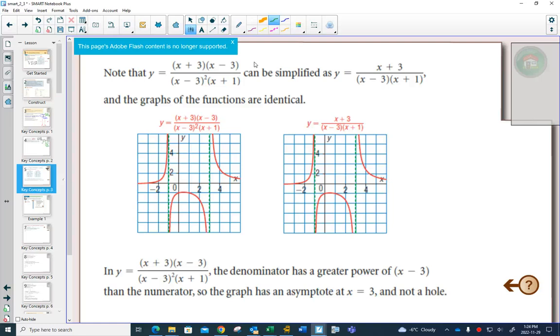There's no graphs. Okay? So in this one, do you notice that one of these x minus 3's will cancel out with one of those? Normally when something cancels out, it would be a hole. However, it cancels out, but the non-permissible value is still there. So because it's still there, it will still be a vertical asymptote.